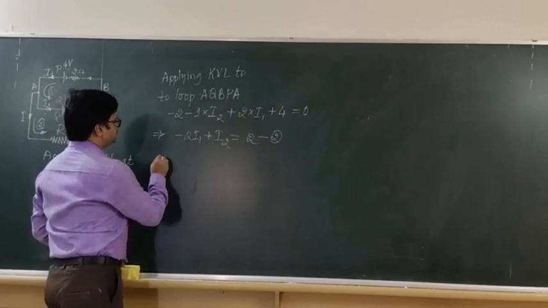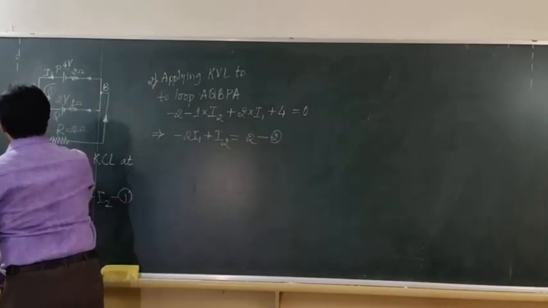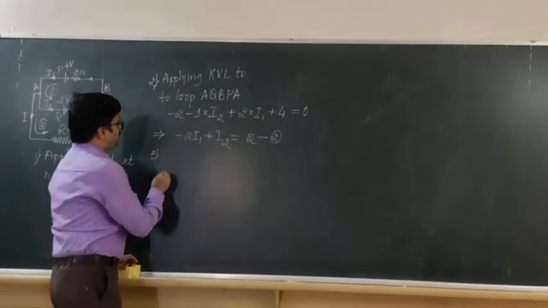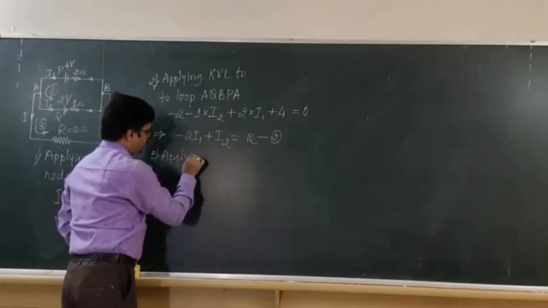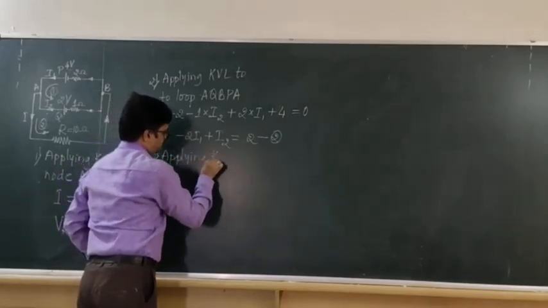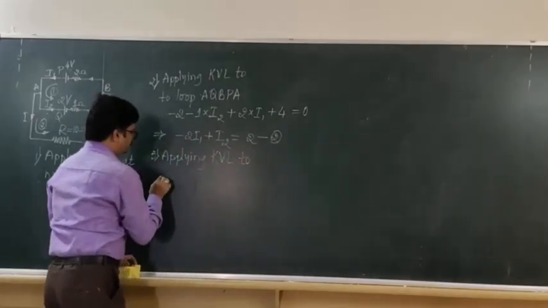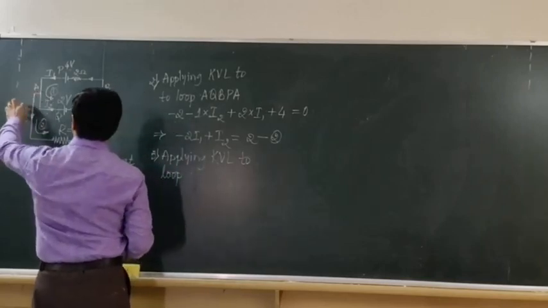Next, similarly, this is step 2. Step 1 was this. Now let us go to the third step. Third step, applying again KVL to loop. What is the loop that we have chosen?